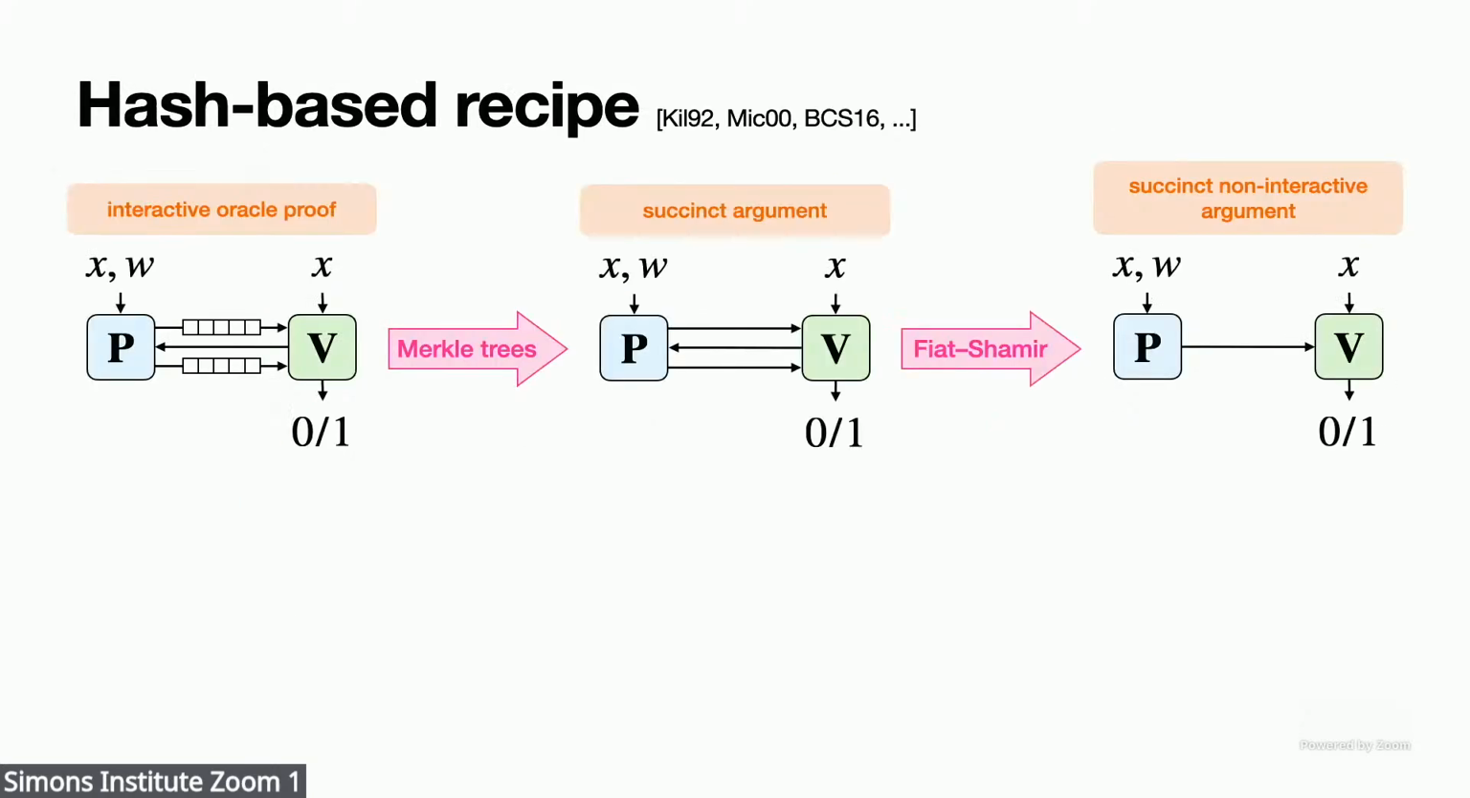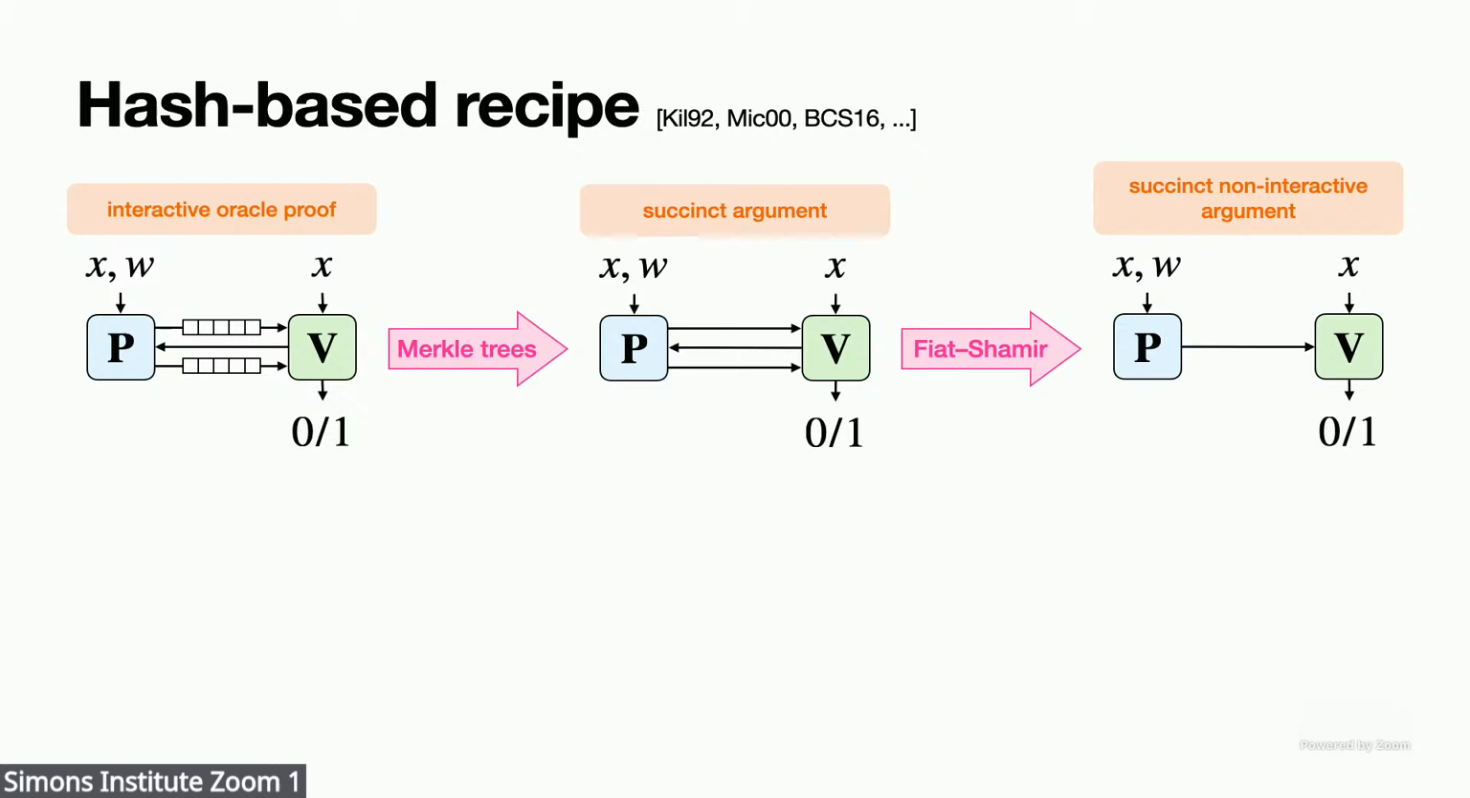Great. So let's talk about the hash-based recipe. So earlier in this week, we've seen this standard way to obtain a succinct argument. And there's two ingredients. So for a hash-based succinct argument, we're going to start with some interactive oracle proof. So it's an interactive proof where the verifier has query access to individual symbols of the prover's messages. Okay? And then we just need some sort of vector commitment. In this case, I'm going to be using a Merkle tree.